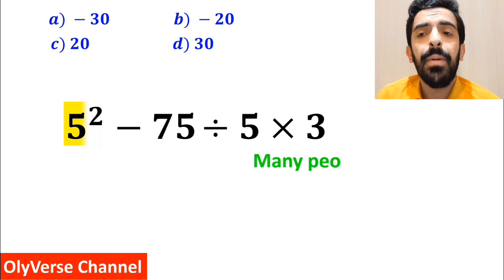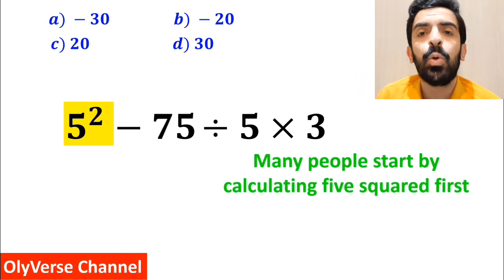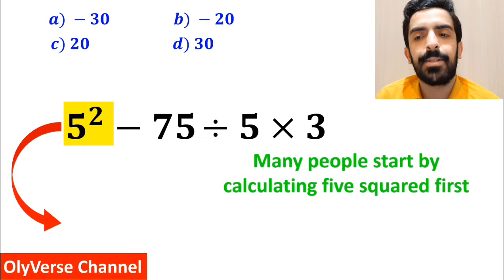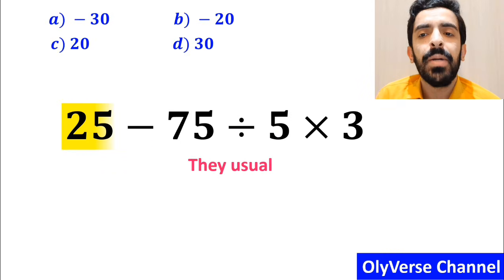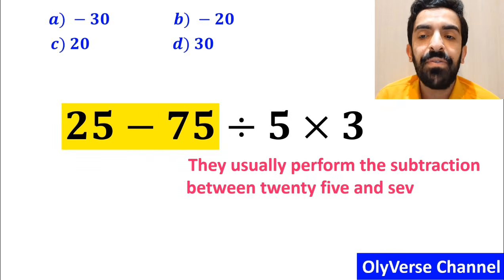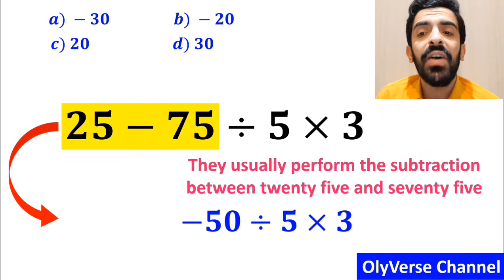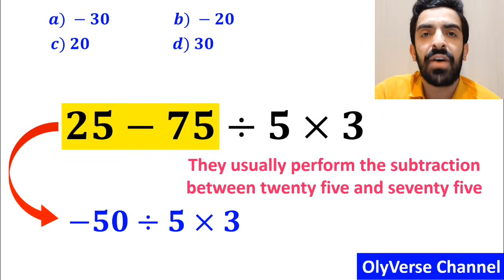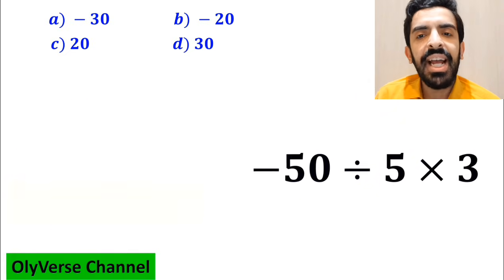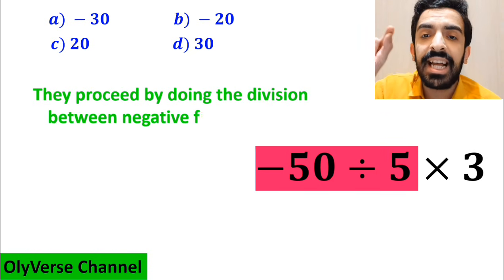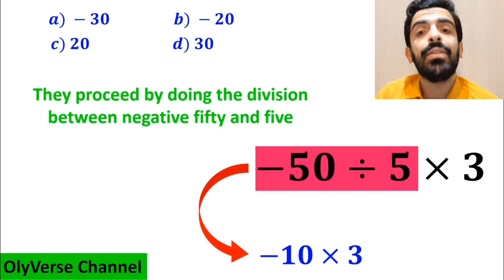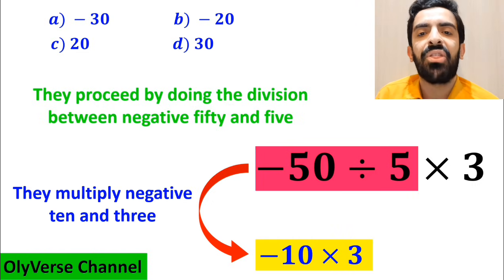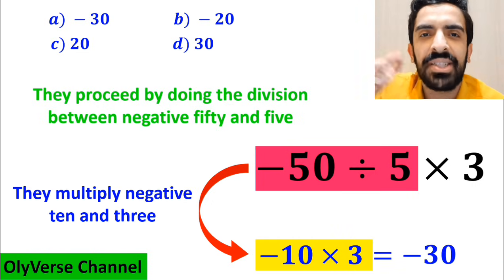To solve this problem, many people start by calculating 5 squared first, and they rewrite the original expression as 25 minus 75 divided by 5 multiplied by 3. Next, they usually perform the subtraction between 25 and 75, simplifying this expression to negative 50 divided by 5 multiplied by 3. Then, they do the division between negative 50 and 5, which gives them negative 10 times 3. And finally, they multiply negative 10 by 3, which ends up with the answer negative 30.